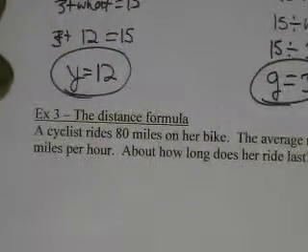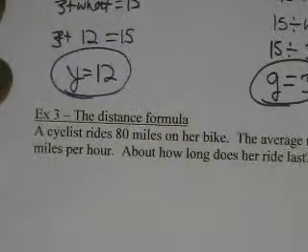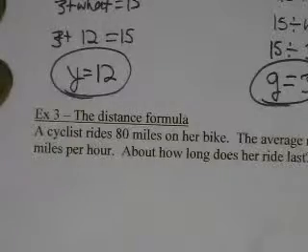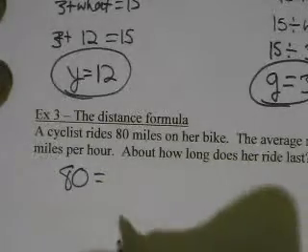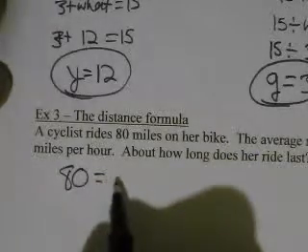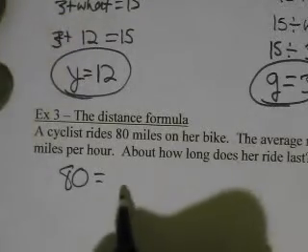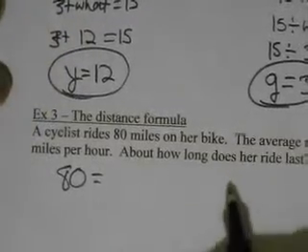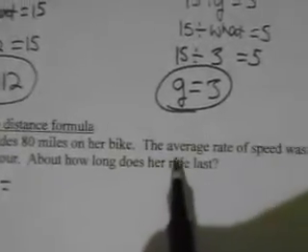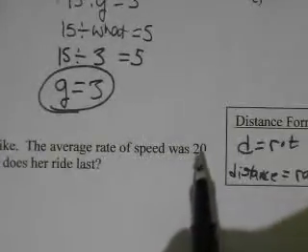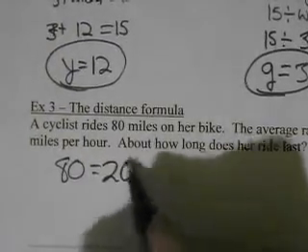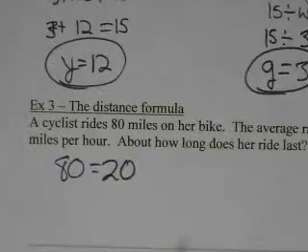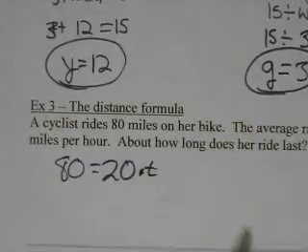Now let's look at this problem we have here. What is our distance in this problem? How far did she go? Well, she went 80 miles. That's the distance. Okay, distance equals rate times time. Rate. How fast did she go? So let's reread it again. Does it say how fast she went? The average rate of speed was 20 miles per hour. That's how fast she went. 20 miles per hour. So we need to figure out what is her time.